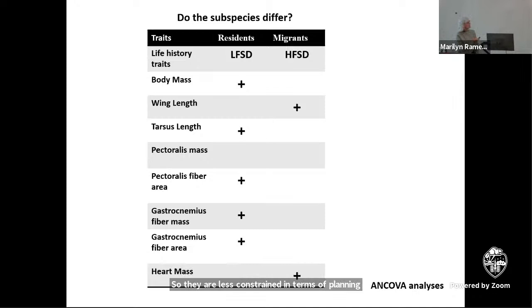Body mass, the residents are bigger birds. They have longer legs. They have larger pectoral fiber areas. They have larger fiber areas in the gastrocnemius medius. The fiber mass and the fiber area. For the migrants, they have longer pointier wings. It's one of the classic ways of identifying the migrant in the field, and they have greater heart mass.